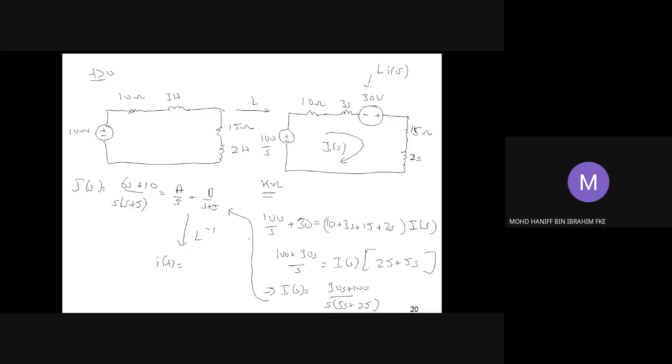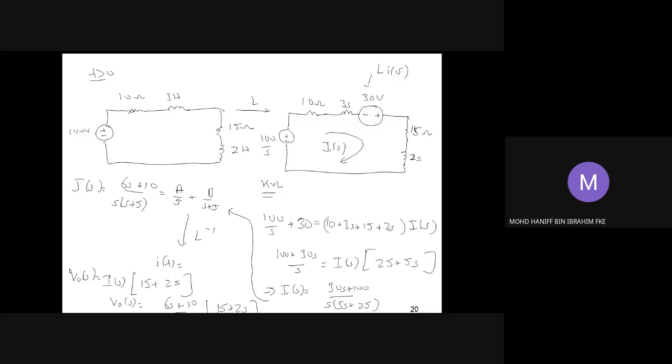From here, we know that the I(s) has been obtained just now, right? So your V naught(s) in the s domain shall be equal to the current I(s) multiplied with the summation of the 15 ohm and 2 Henry's impedance. So it should be 15 plus 2s. That is how you obtain the V naught(s). So you're going to have V naught(s) equal to 6s plus 10 over s plus 5, multiplied with 15 plus 2s.